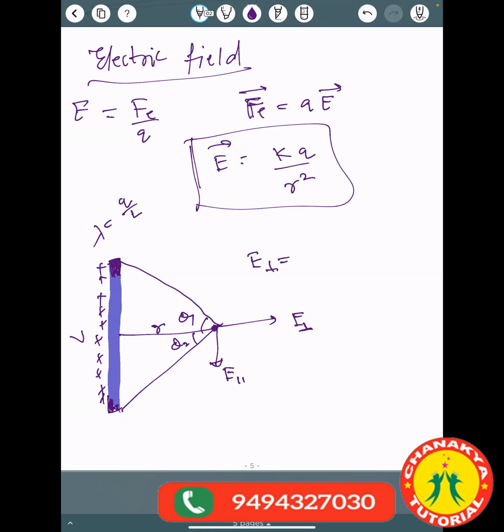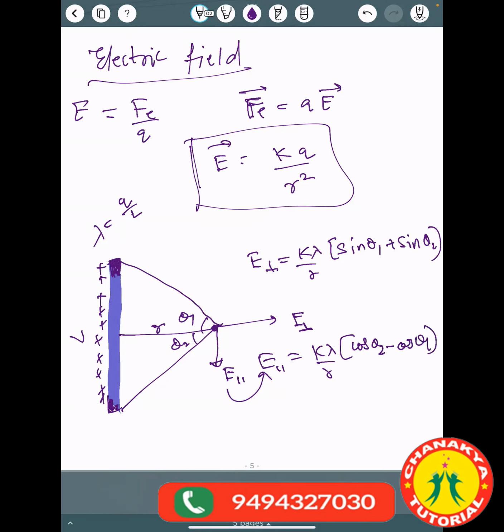If these angles are different, then the formula for the perpendicular component is k lambda by r into sine theta 1 plus sine theta 2. And for the parallel component, the electric field formula is k lambda by r into cos theta 2 minus cos theta 1. These two formulas you have to remember.